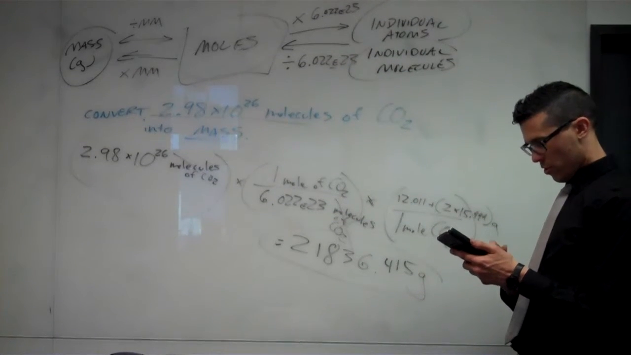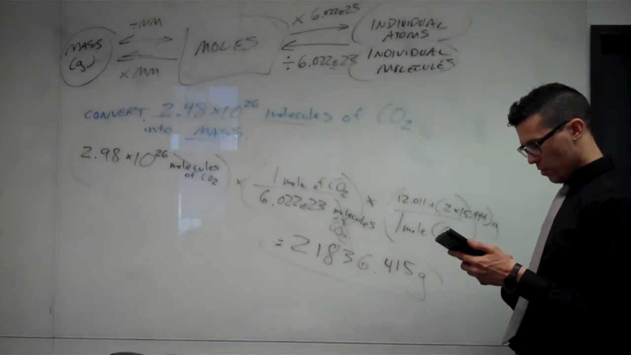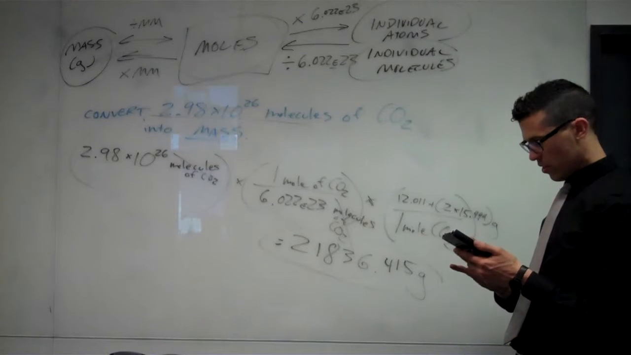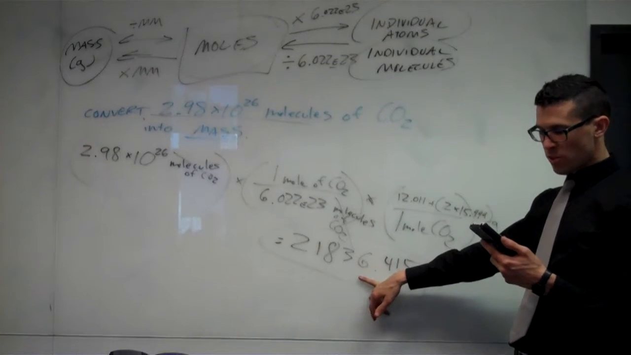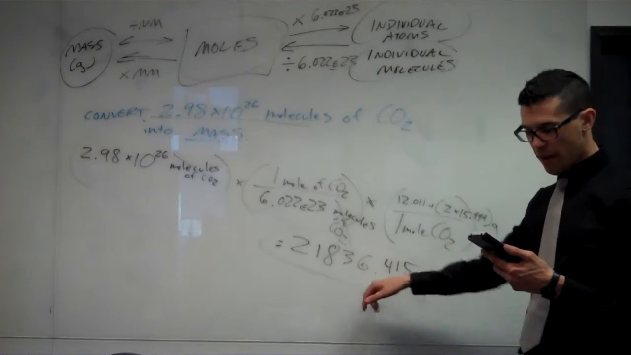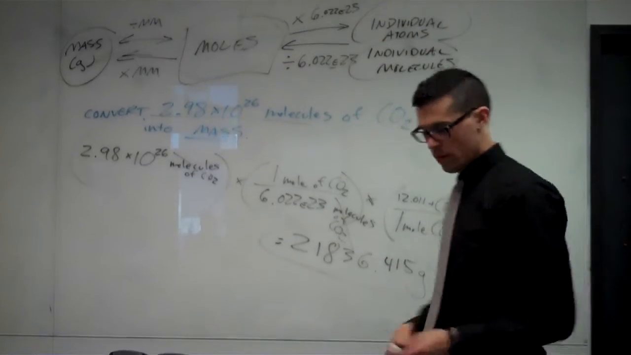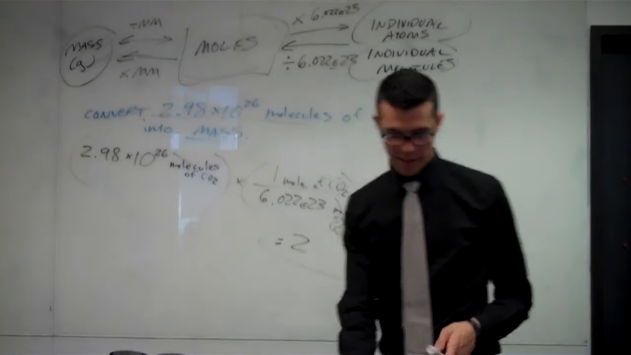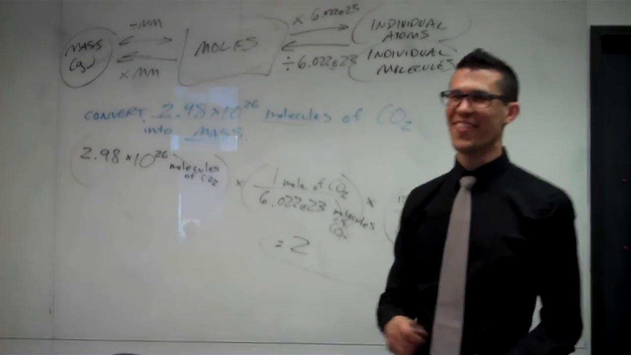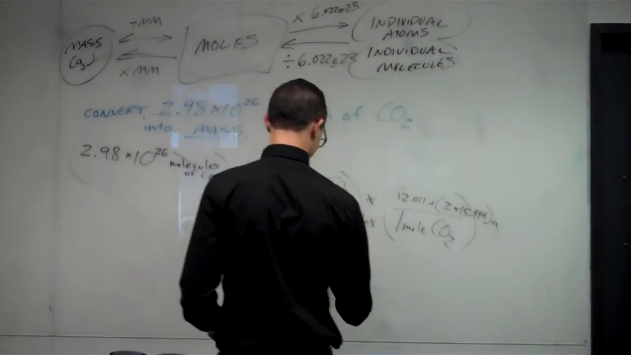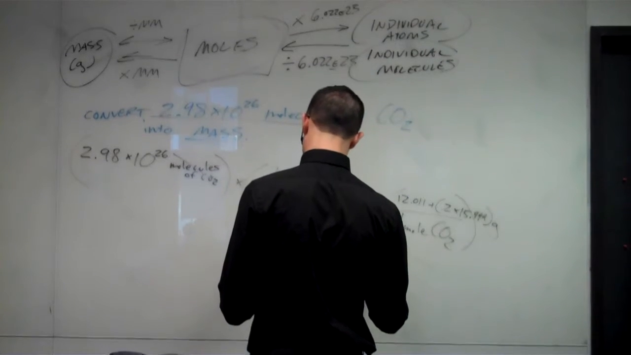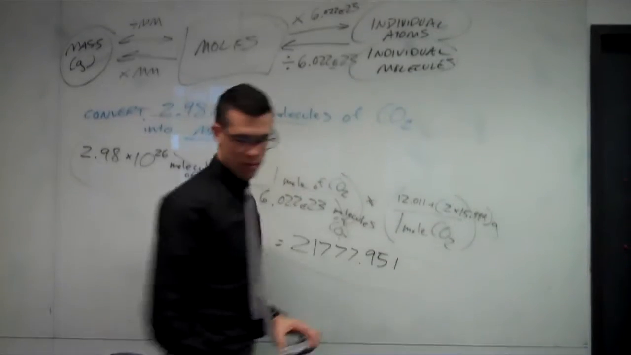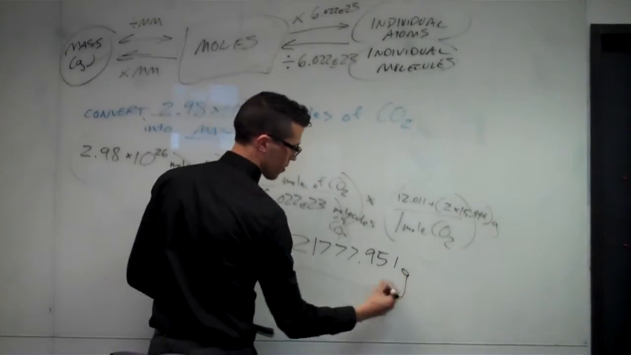Sorry, it's too long. Plus 2 times 15.999 is, oh, I got something different. It's 21777.951. That's right now in my head. In your head, wow, Curtis. You have a big head. I mean, no. 177.95, and I'm going to round it to 1. There we go. And this is in grams.